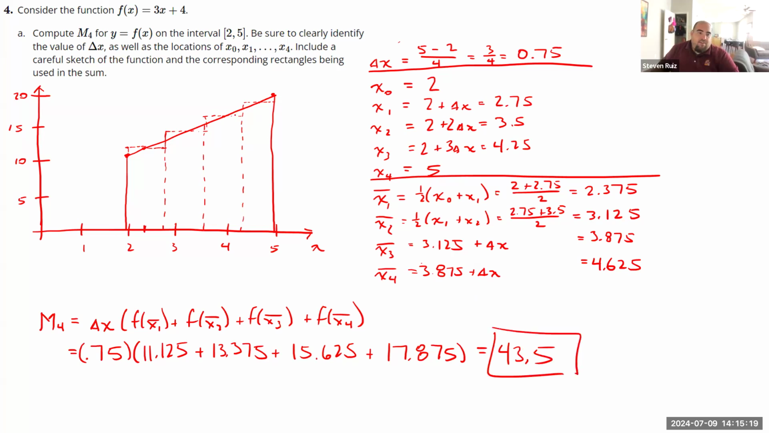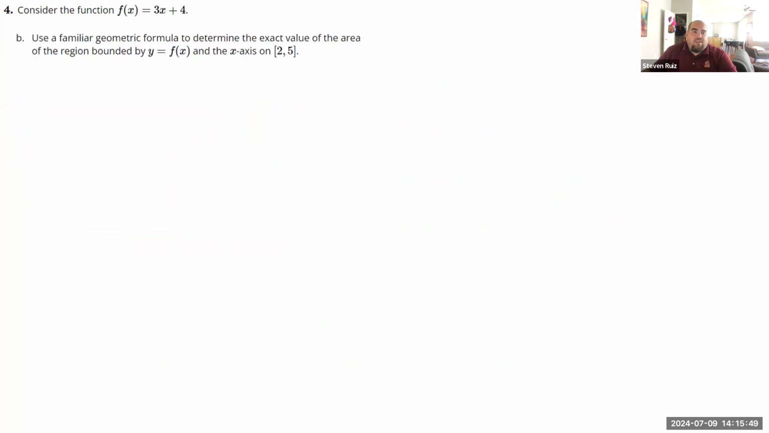So again, let me shade in the area I found here for just one of these rectangles. I found the area of this rectangle, not the trapezoid that actually exists for this function, but that rectangle I made to approximate it. So have I done everything that this question has asked me to do? So I found delta x, I found the location of all my sample x values. Okay. All right, that looks good. Moving on. Use a familiar geometric formula to determine the exact value of the area.